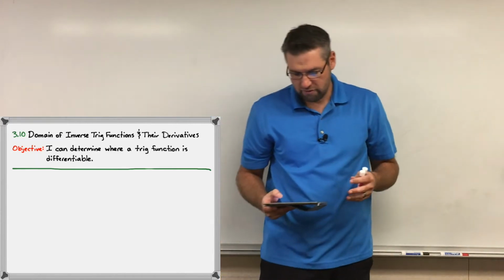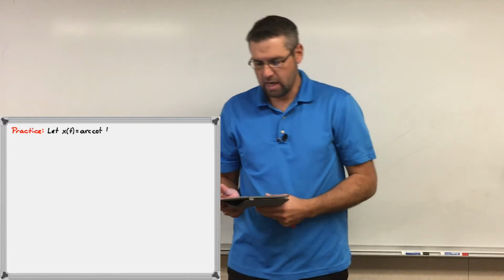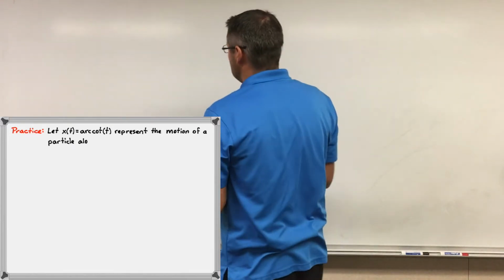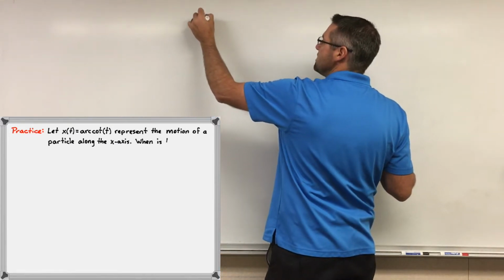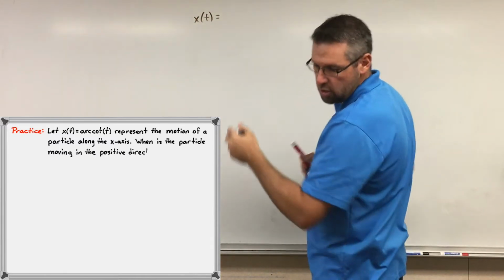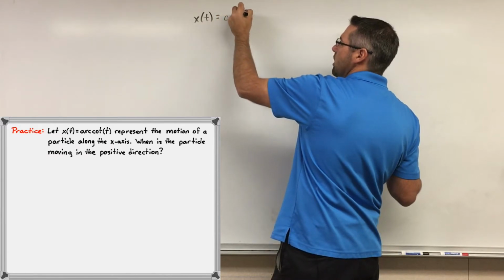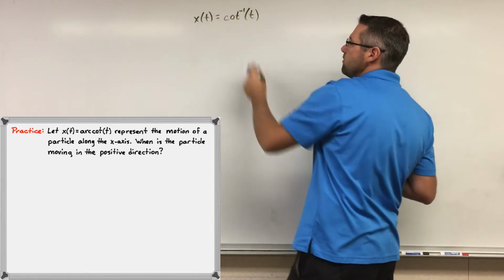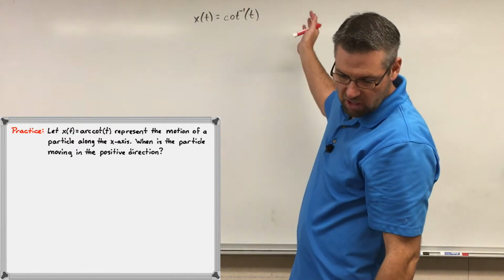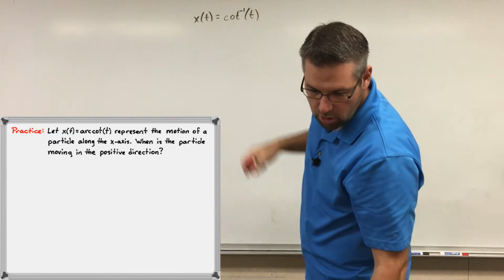Domain of inverse trig functions and their derivatives. Well, before we do that, let's go back and do another practice problem with inverse trig functions. Here we have x of t is equal to arc cotangent of t, which you can just write as cotangent inverse of t. And that represents the motion of a particle along the x-axis.